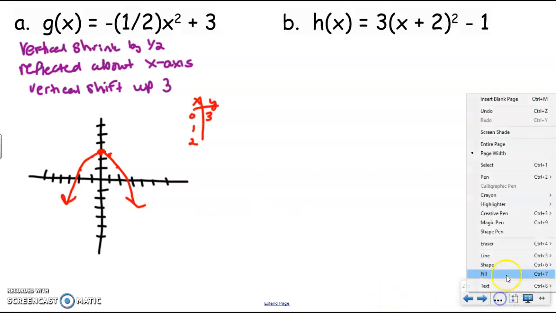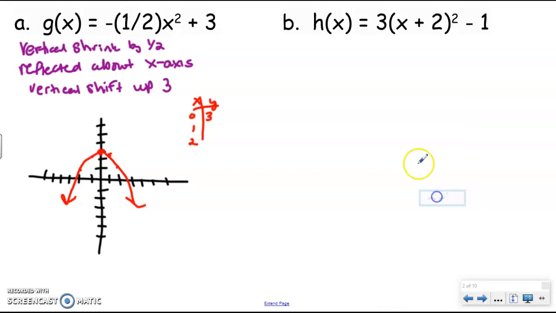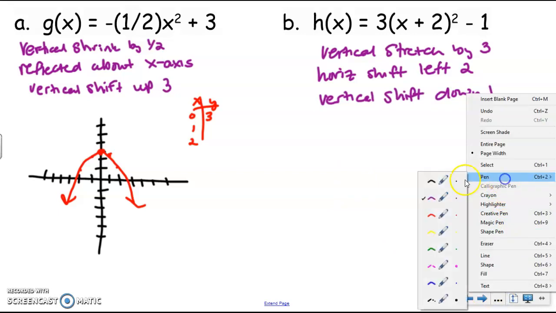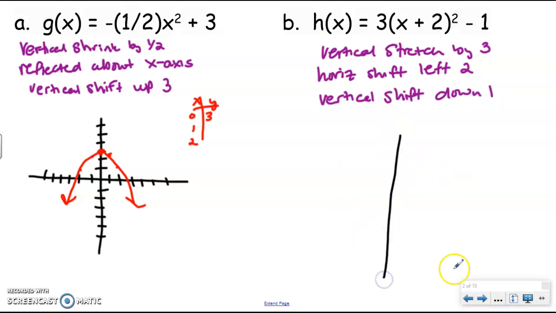Okay. Second one, same idea, describe the transformations. So we have a vertical stretch by a factor of 3. We have a horizontal shift left 2. We have a vertical shift down 1. So we're going to go ahead and sketch that graph. Let's try that again. A little better.